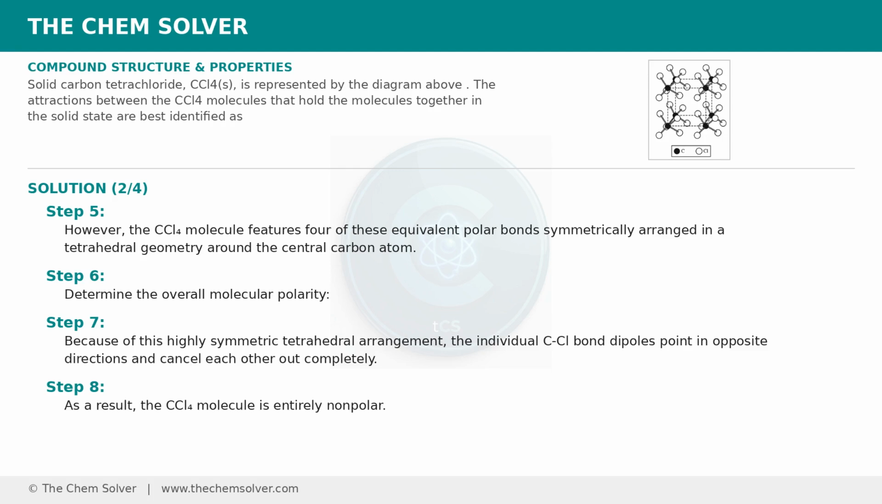Determine the overall molecular polarity. Because of this highly symmetric tetrahedral arrangement, the individual C-Cl bond dipoles point in opposite directions and cancel each other out completely. As a result, the CCl4 molecule is entirely nonpolar.